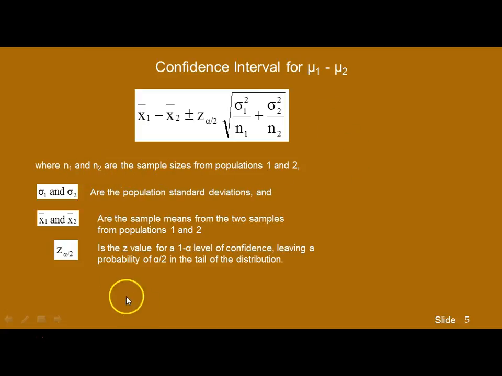Again, this just reminds you of all the notation. n1 and n2 are sample sizes from the two populations. By the way, it doesn't matter which group you call group 1 and which you call group 2, as long as you keep it consistent throughout the problem. Sigma 1 and sigma 2 are the population standard deviations. Notice in this formula you're going to have to square them, which makes them become the variances. Always be a little bit careful with that because some problems will give you the standard deviations, some will give you the variances. x1 bar and x2 bar, as we've already discussed, are the sample means that you get from your two samples from populations 1 and 2. And as always, z alpha over 2 refers to the z value for a 1 minus alpha level of confidence, which would leave a probability of alpha over 2 in the tail of the distribution.